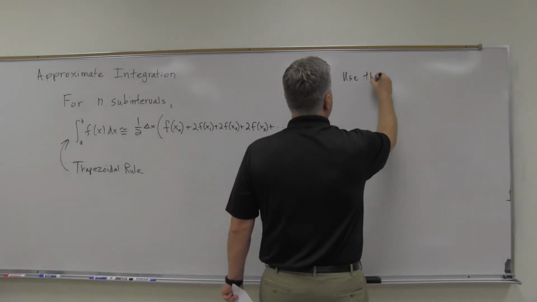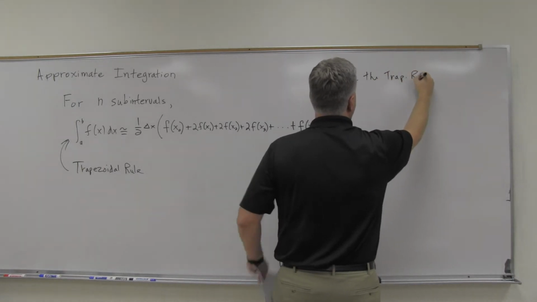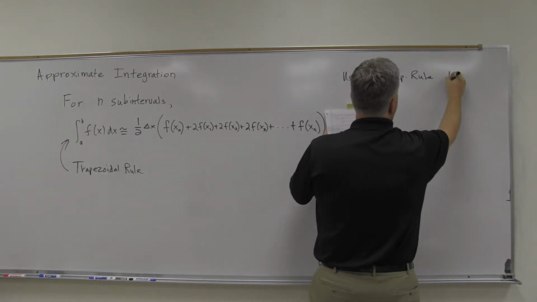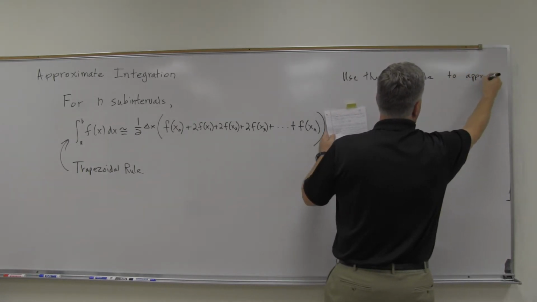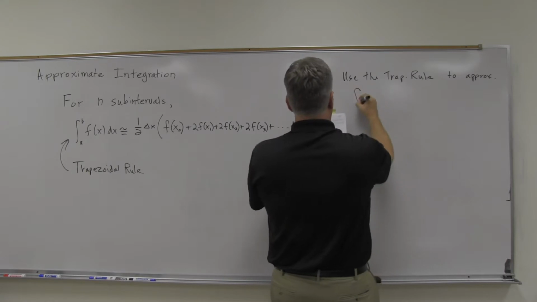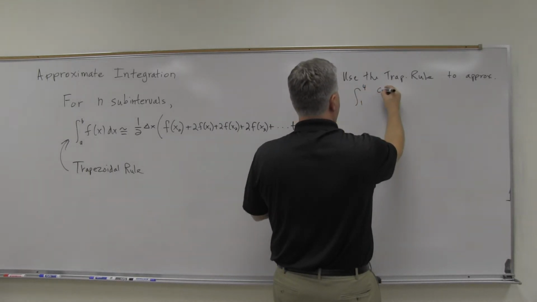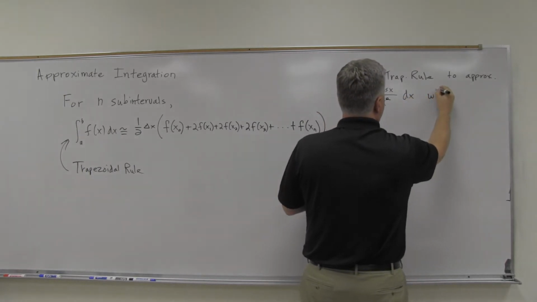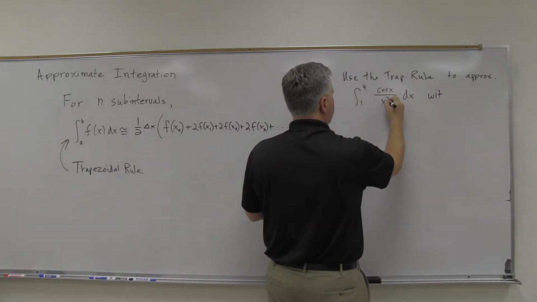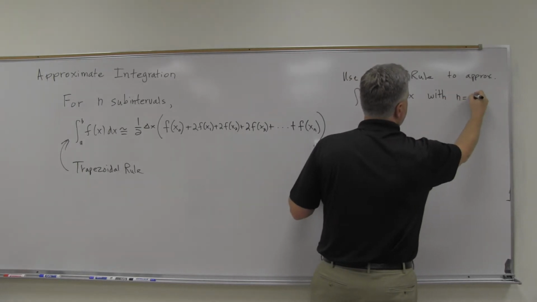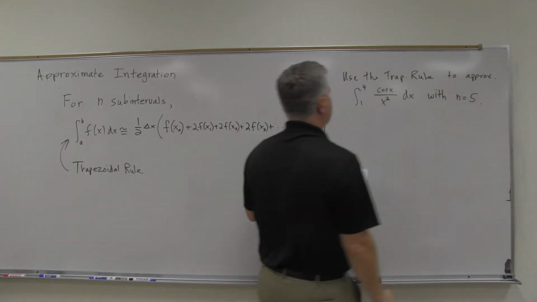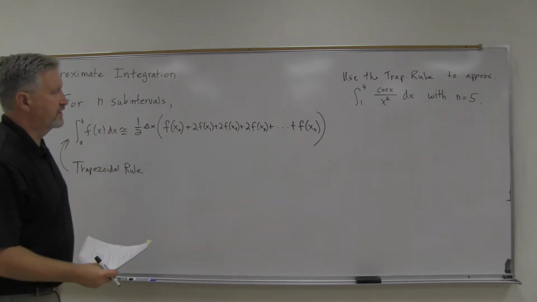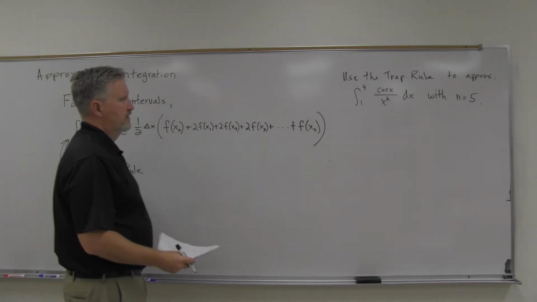Use the trapezoidal rule to approximate the integral from 1 to 4 of cosine of x over x squared dx with n equals 5. Use the trapezoidal rule to approximate the integral from 1 to 4 of cosine of x over x squared dx with n equals 5.